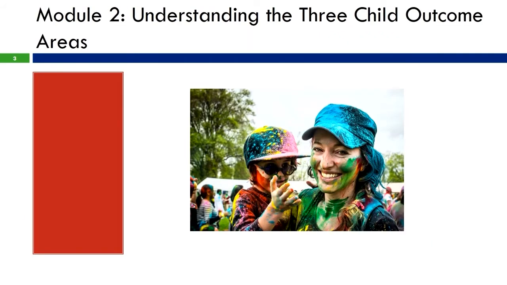As mentioned in the first module, the ultimate goal of early intervention and early childhood special education is to enable young children to be active and successful participants during the early childhood years and in the future in a variety of settings. States are required to report outcome data for 3 global early childhood outcome areas. Module 2 will explore each of these outcome areas in depth.